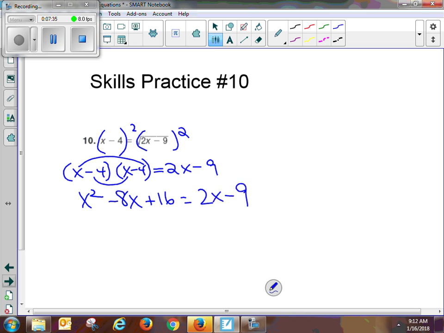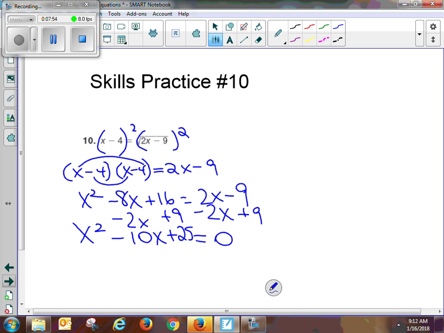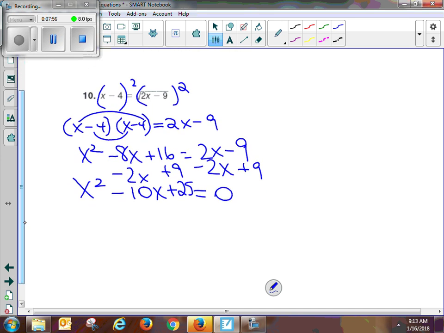Chapter 2, quadratics. What do you want your second degree equation to be set equal to? Awesome. So we're going to minus the 2x and add a 9. And your new sentence says x squared minus 10x plus 25. Second degree equation, how can you solve it? You know a couple ways. So factor it, x minus 5, x minus 5.